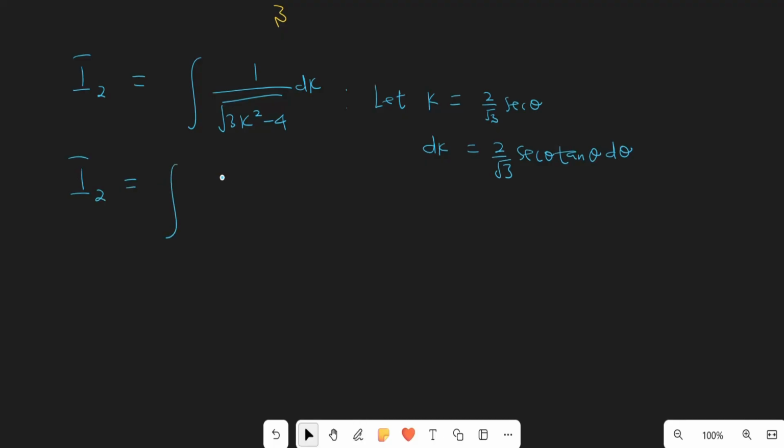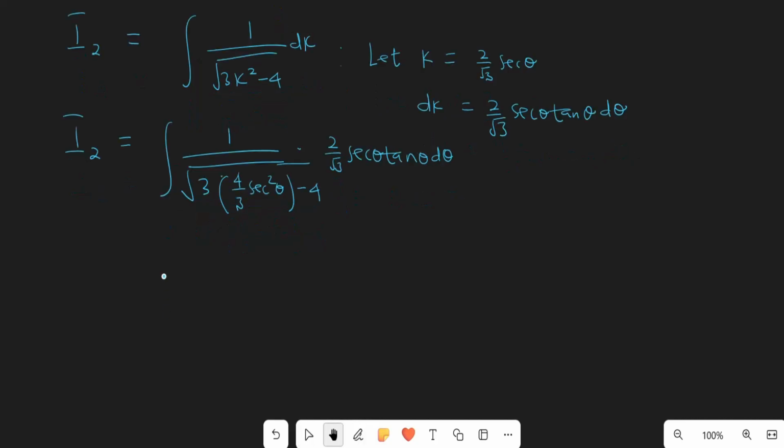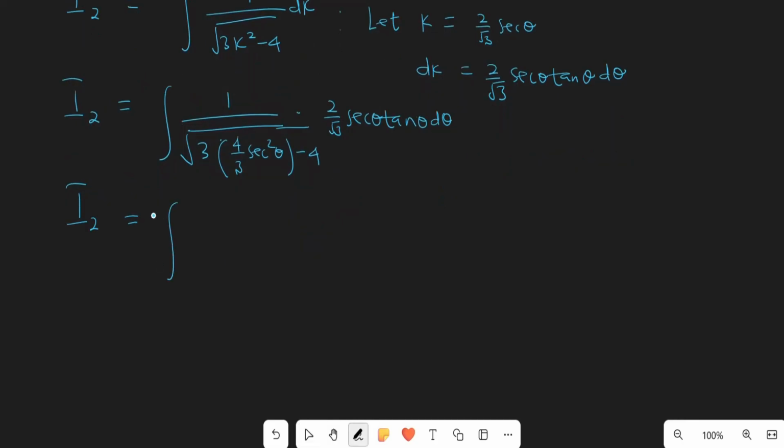So I2 is going to be the integral of 1 divided by the square root of 3 times k squared. K is this, so squaring that, the square of this is going to be 4 all over 3 secant square of theta, minus 4, times dk. dk is 2 over the square root of 3 secant of theta tangent of theta d theta. I2 is going to be equal to the integral of 2 over the square root of 3, a constant, and then we have 1 divided by the square root of, so this 3 is going to cancel this 3, right? And now we are left with 4 secant square of theta minus 4 and then times secant of theta tangent of theta d theta.